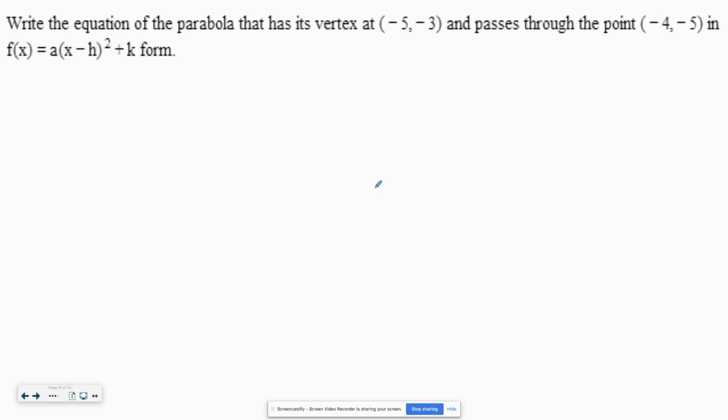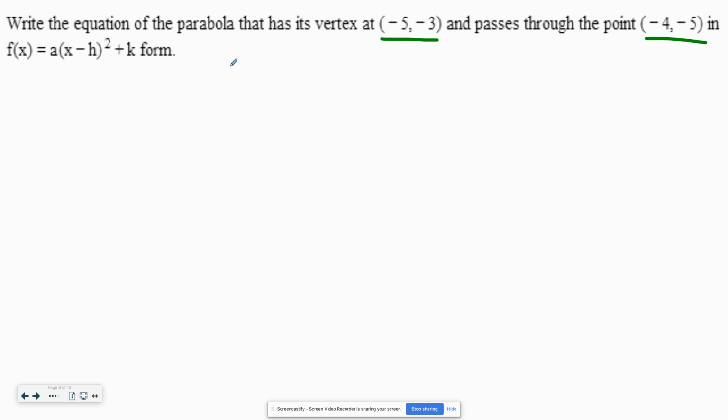Let's look at a specific problem here. It's coming from Math Excel. Write the equation of the parabola that has a vertex here and passes through this point. Okay, and they want you to write the equation in standard form like so.